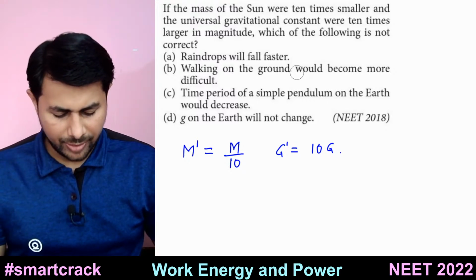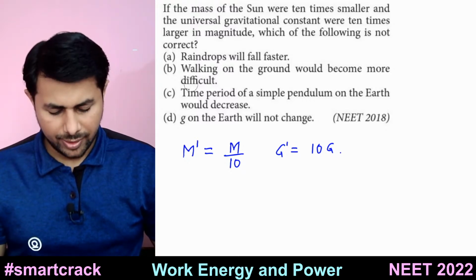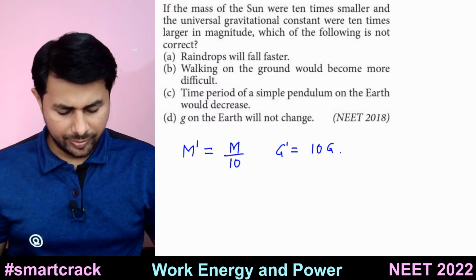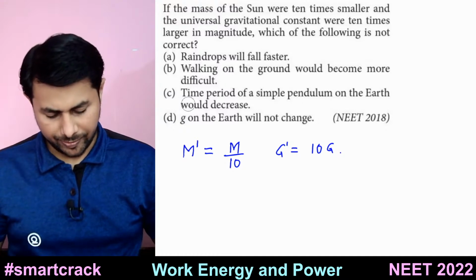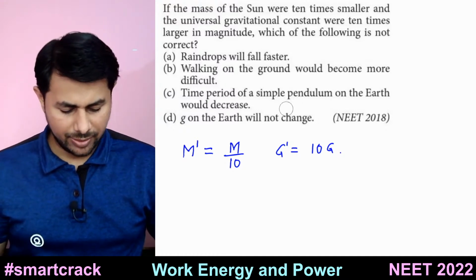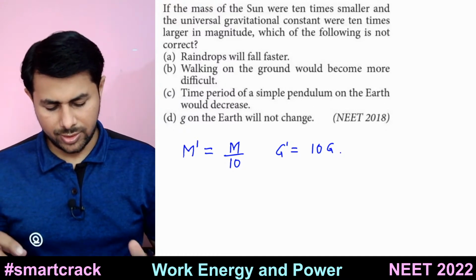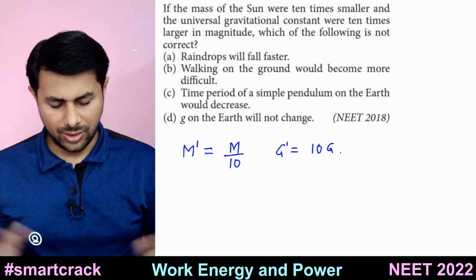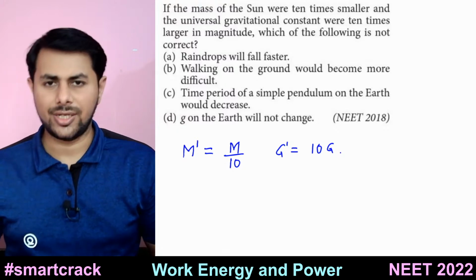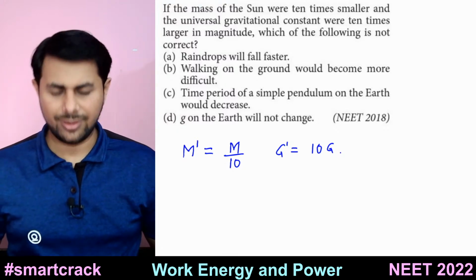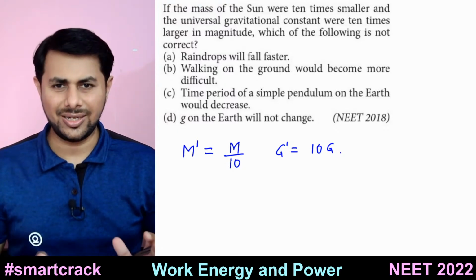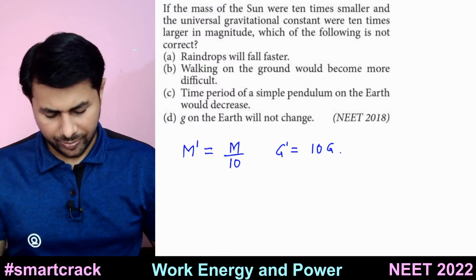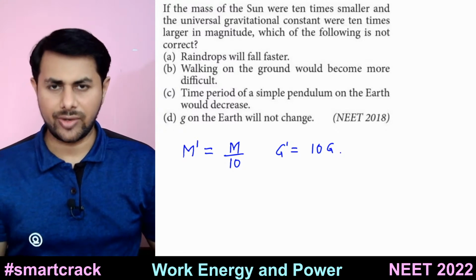Raindrops will fall faster. Walking on ground would become more difficult. The time period of a simple pendulum on earth would decrease, and g on earth will not change. All right, so the mass of the sun is changing, and all these options are related to earth only, right? In none of the options is the sun there. So let's consider them one by one.